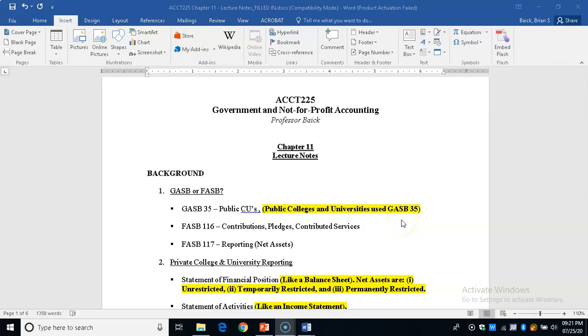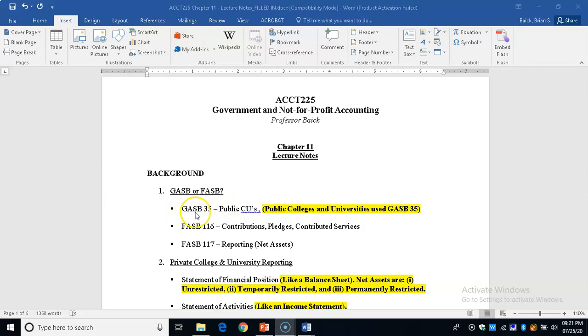So in this chapter, Chapter 11, I have two versions of the notes. This is the version that's already filled in. I'm going to show this in the lecture video, and we're going to go over a very important problem in this chapter. The first thing we'll do is just review what we talked about before.